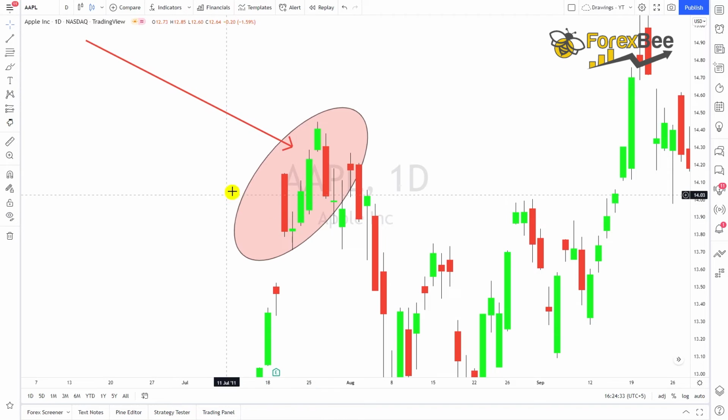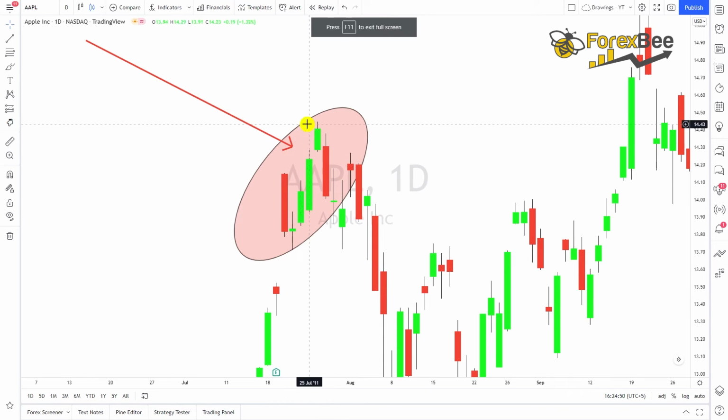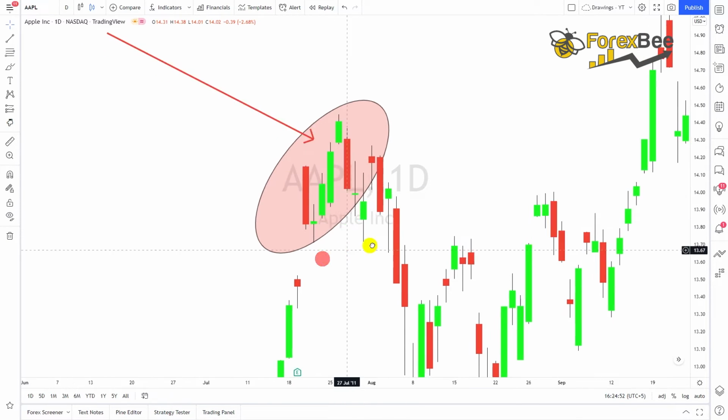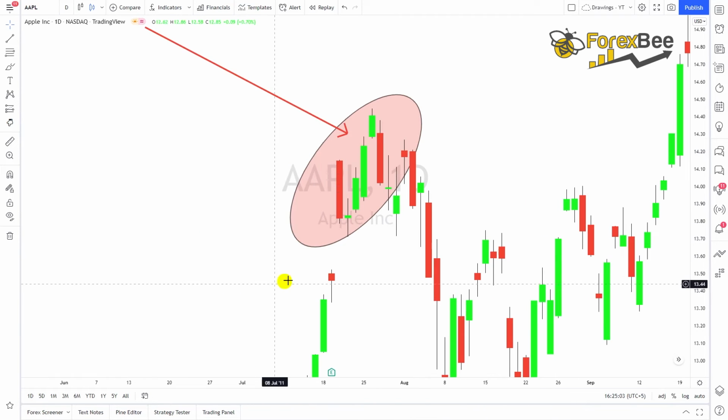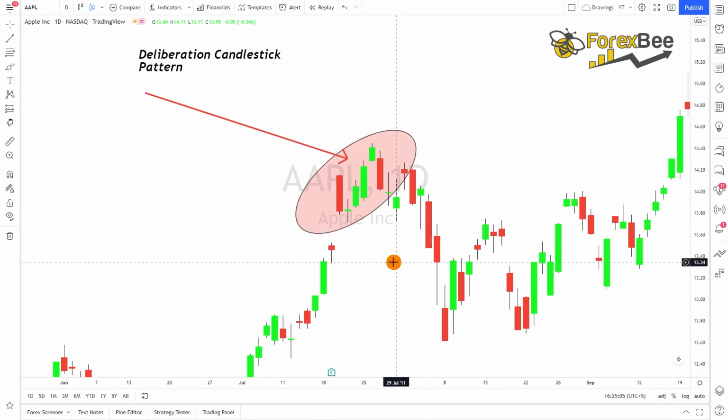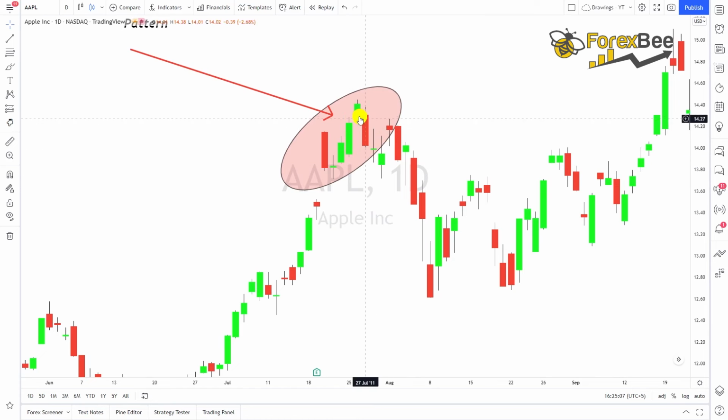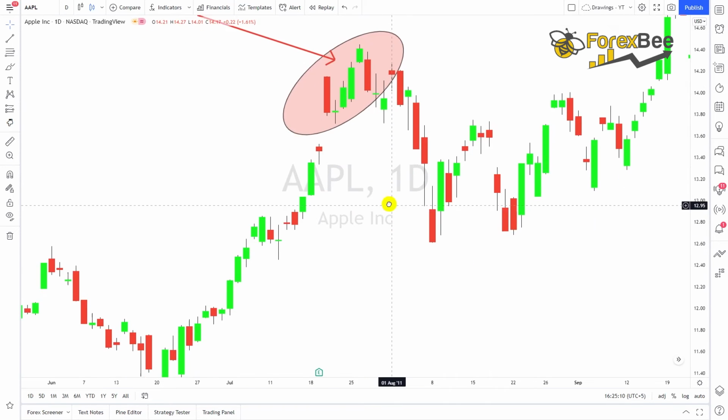So in deliberation candlestick pattern, we can see that the first candle is a big candle, then the second candle is a little smaller, and the third candle is a very small body compared to the first two candles, which means that now the buyers are losing control and sellers are coming in the market with a momentum. So what this does, it reverses the trend. If the trend is going in the bullish direction, after the formation of deliberation candlestick pattern, the bearish trend will start, which we can see here as well.